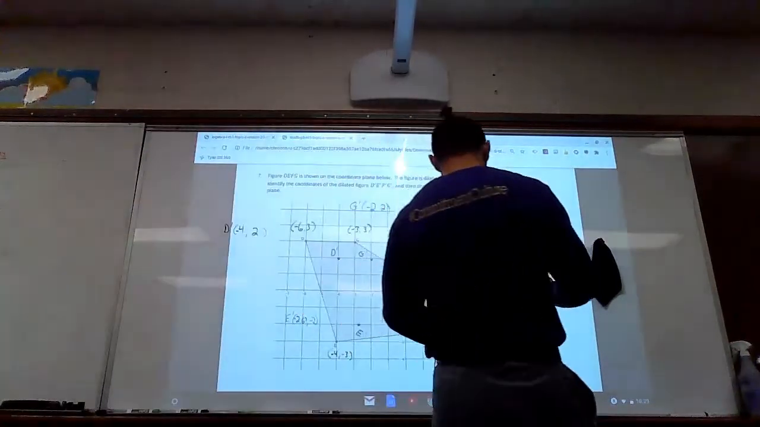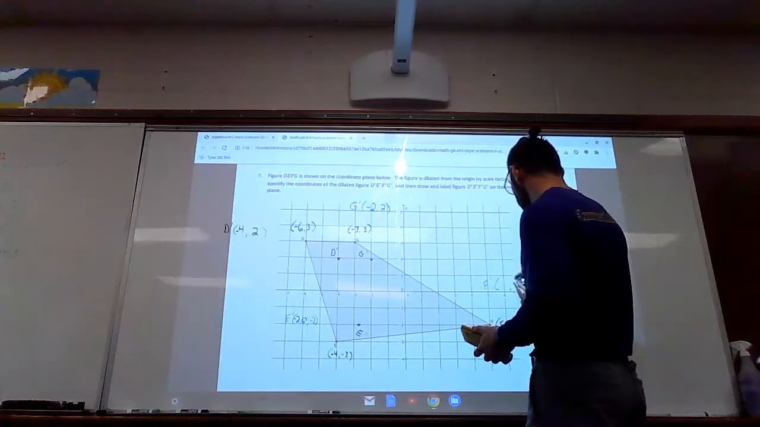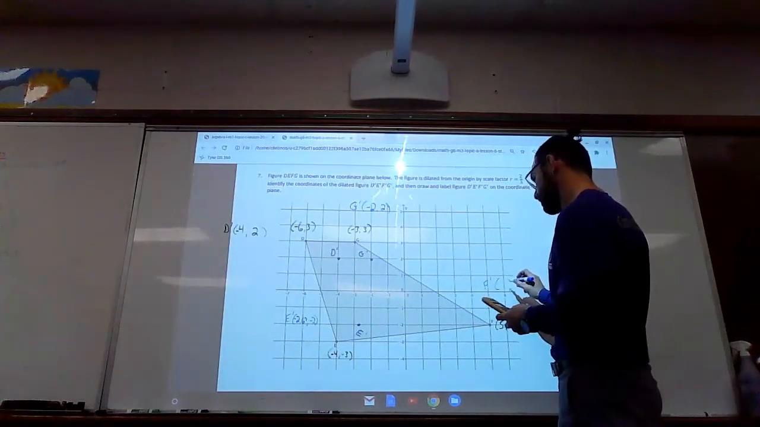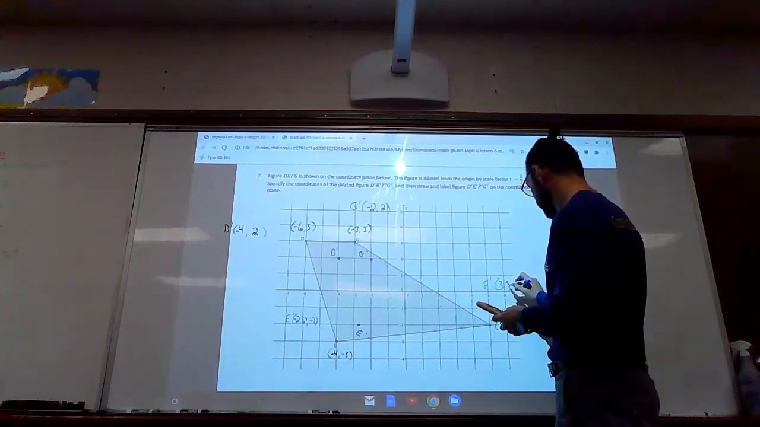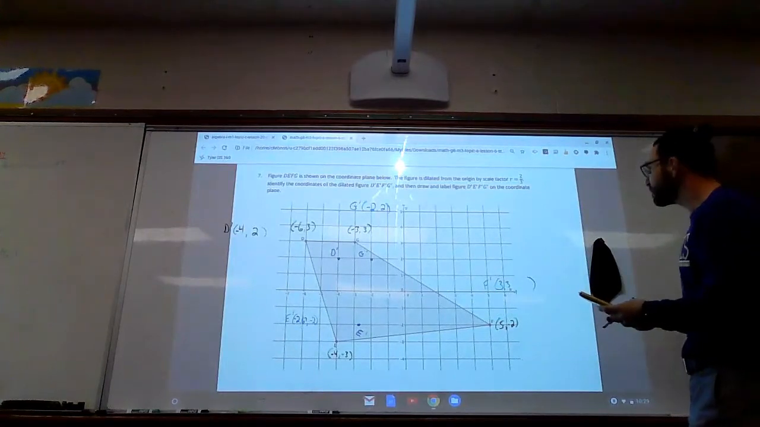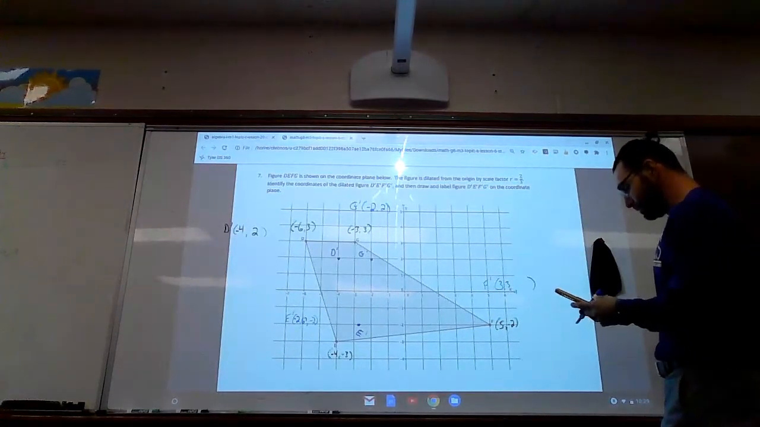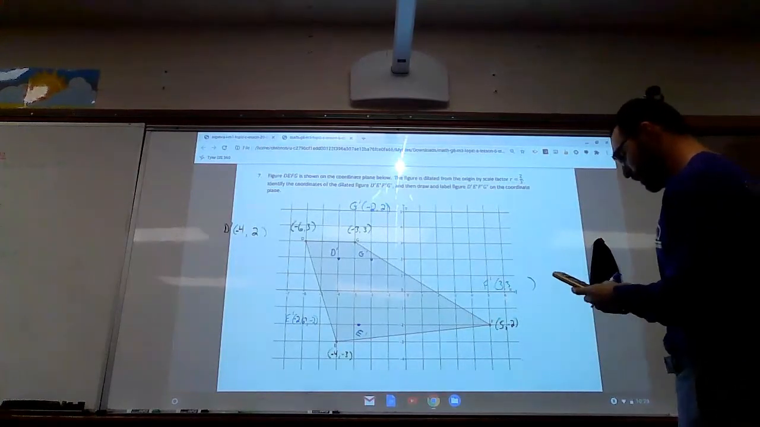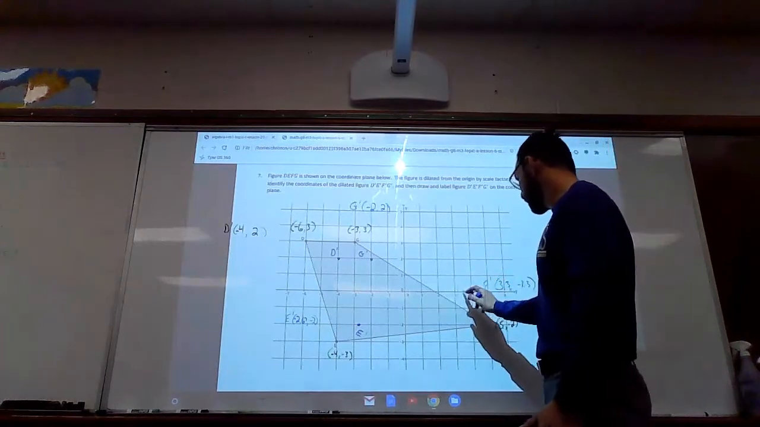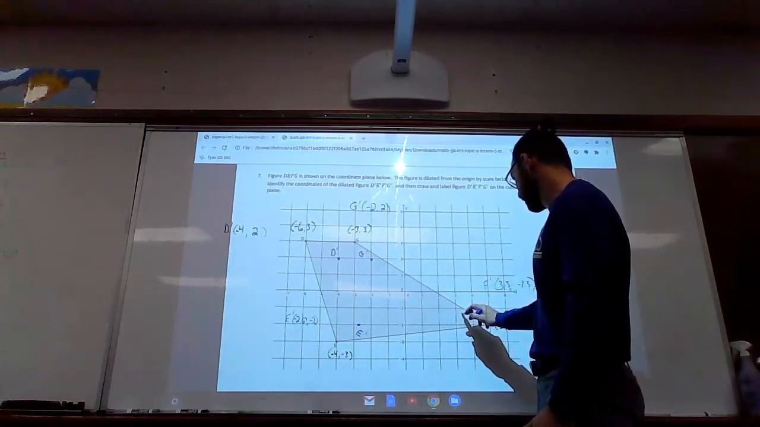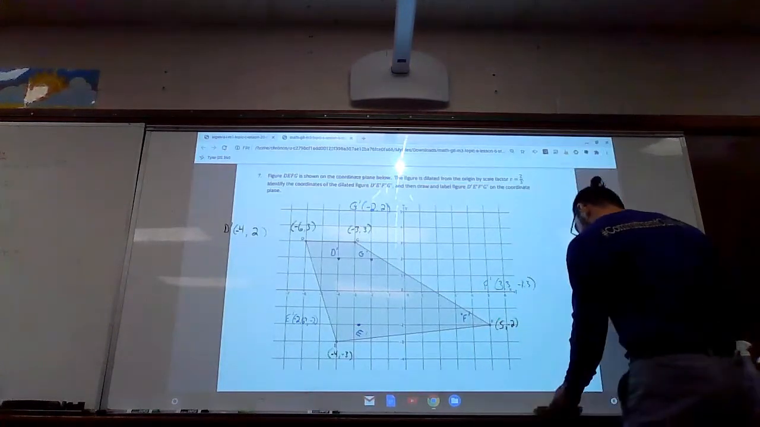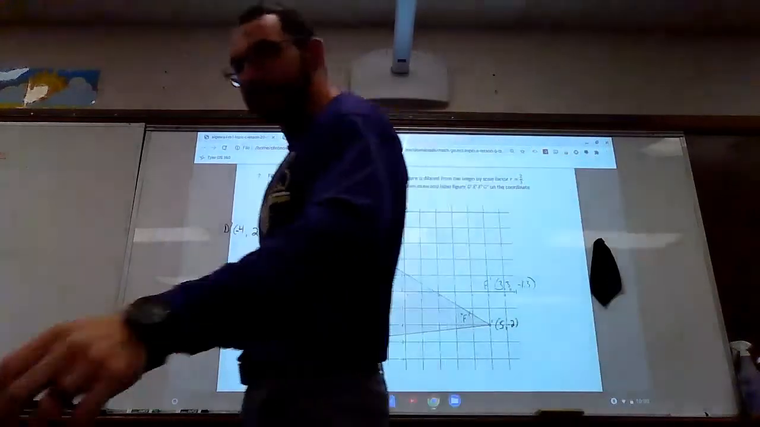And last but not least is F prime. So F prime is 5 times 2 divided by 3, which is 3.3, and negative 2 times 2 divided by 3, which gives me negative 1.3. Okay, this is the trickiest one. So 3.3 somewhere here, down 1 and a little bit more is right here. There's F prime.